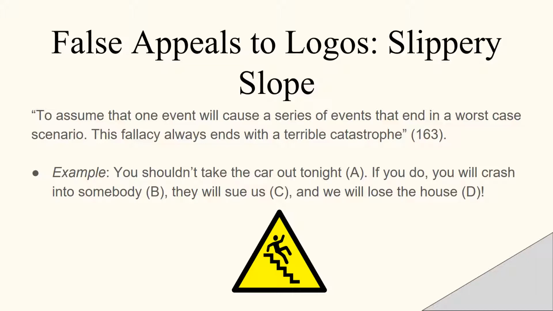Let's look at the example from our textbook. Ultimately, this statement says that if someone, say John, takes the car out tonight, it will lead to his family losing its house, which is a disaster. How? Supposedly, though it's faulty logic, John taking the car out will lead him to crashing into someone, which will lead to the family getting sued, which will lead to the family losing their house. We can see that each consequence is worse than the last, leading illogically to disaster.